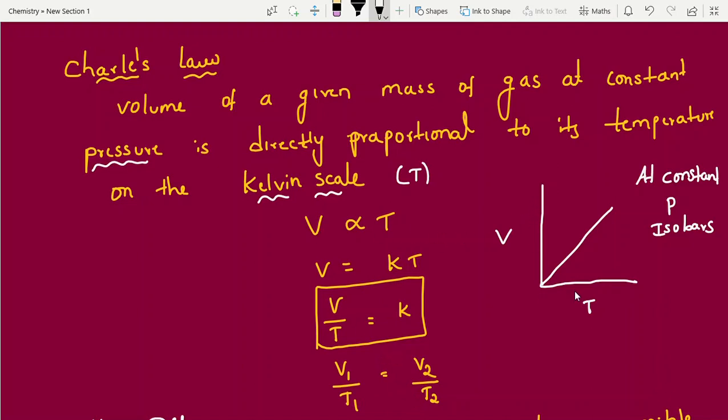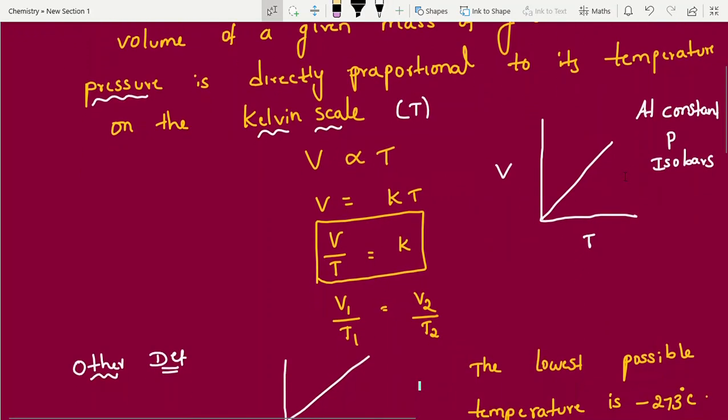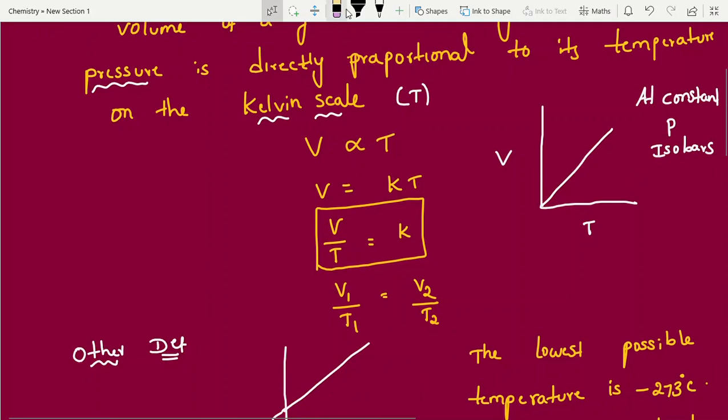See students, I have taken the graph of volume versus temperature at constant pressure. Volume is directly proportional to Kelvin temperature. See, it is a straight line. If you increase the temperature, the volume also increases, so they are directly proportional to each other. These graphs we call isobars. Why? Because pressure remains constant.